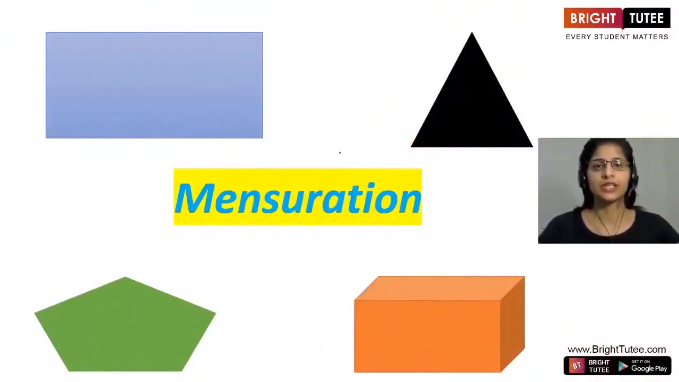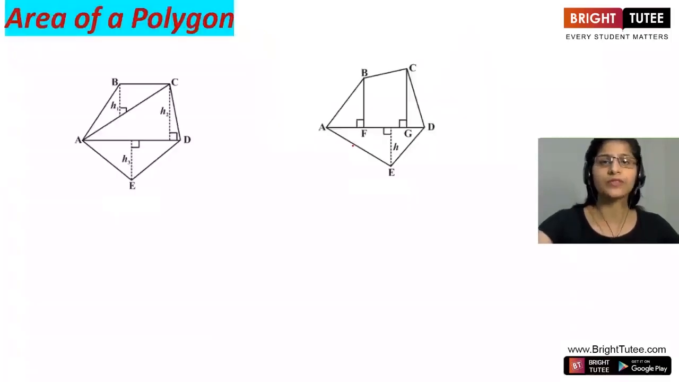Hello students, so let's continue the chapter mensuration. So the topic for today is area of a polygon. How do we find out the area of a polygon? So as you can see here, pentagons are drawn, right? It has 1, 2, 3, 4, 5 sides. The second one also has 1, 2, 3, 4, 5 sides.